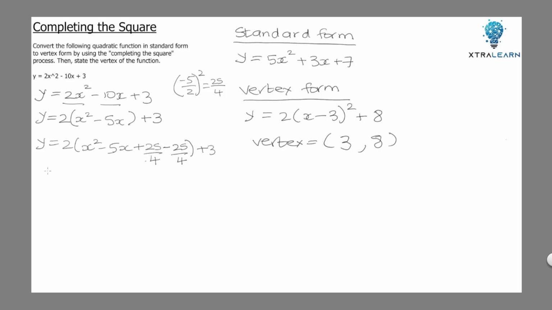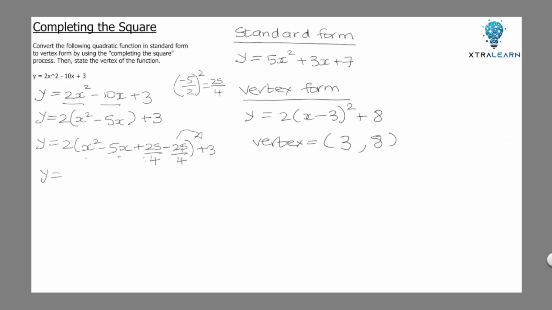Nothing's changed. Our next step is, as you can see, we now have 1, 2, 3, 4 terms in our bracket. We're going to take this last term out of the bracket. Now, if I ask you what that last term is, you're going to look at it and say, well, it's minus 25 over 4.